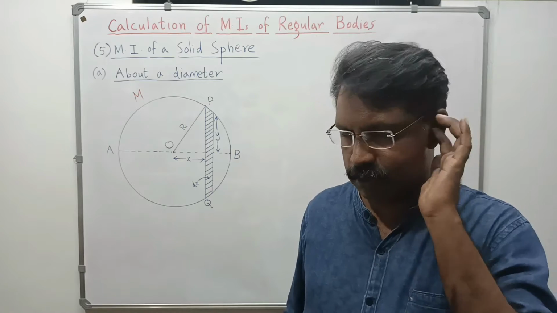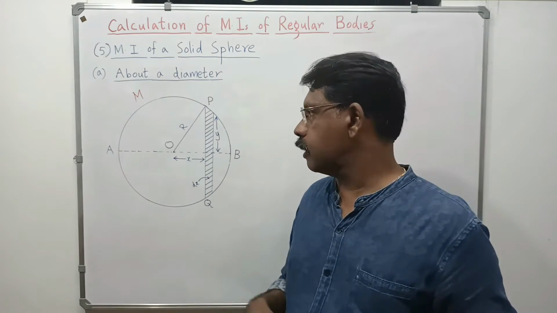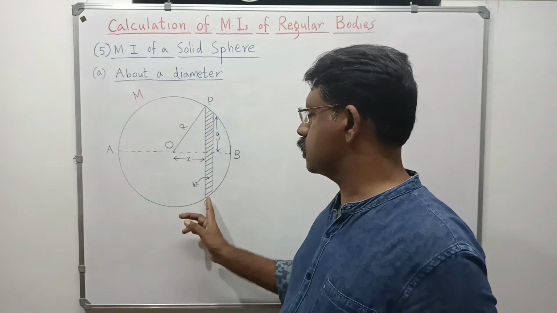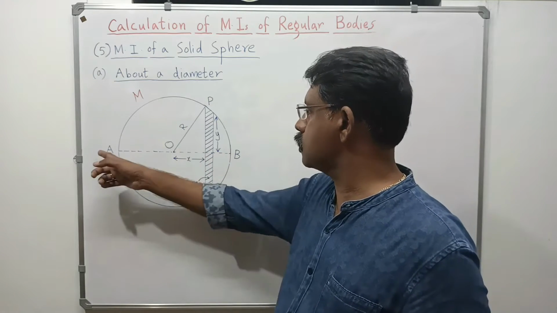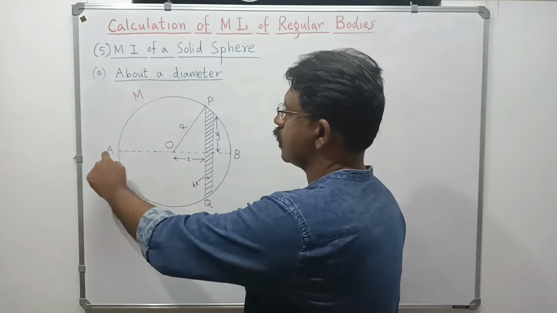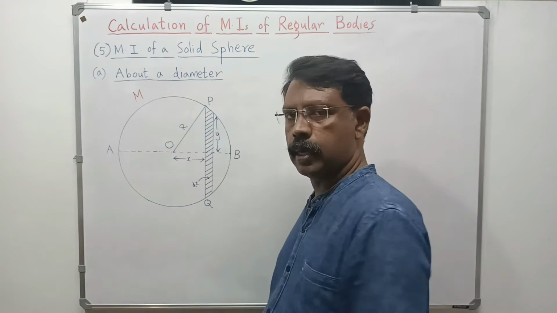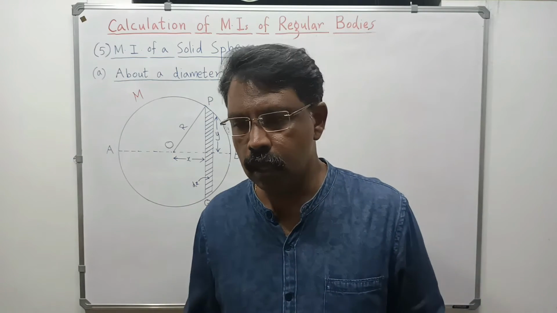As we have done earlier, we will first find the mass of this strip. Then we find the moment of inertia of this strip about this axis. It is about this axis, this diameter AB, that we are going to determine the moment of inertia.